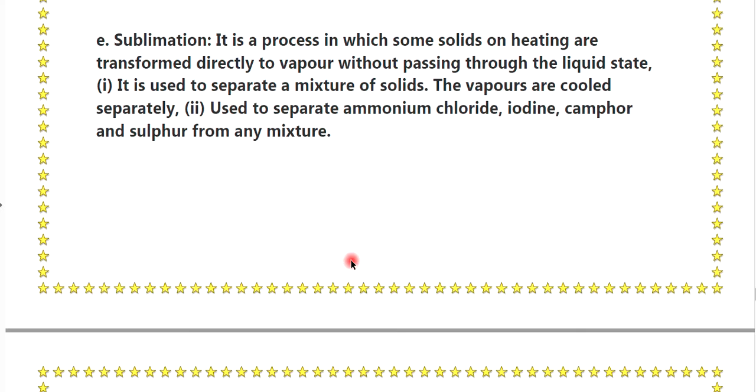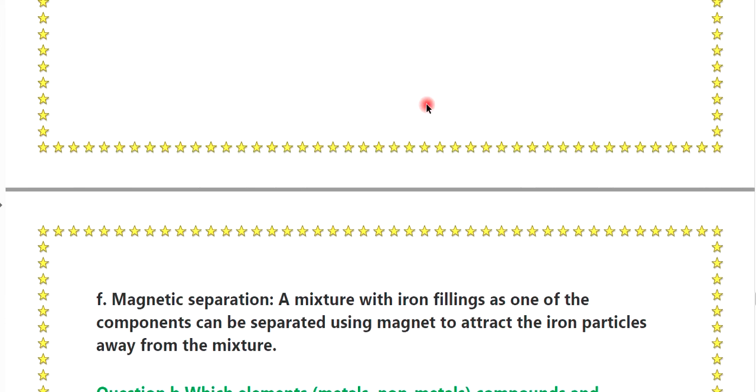Okay. E is sublimation. It is a process in which some solids on heating are transferred directly to vapor without passing through the liquid state. In that, first, it is used to separate a mixture of solids. The vapors are cooled separately. Second point, it is used to separate ammonium chloride, iodine, camphor and sulfur from any mixture.